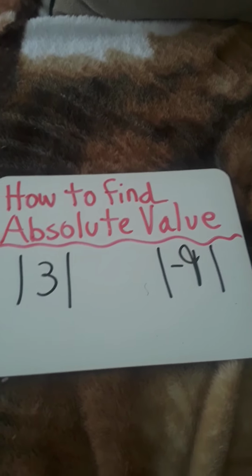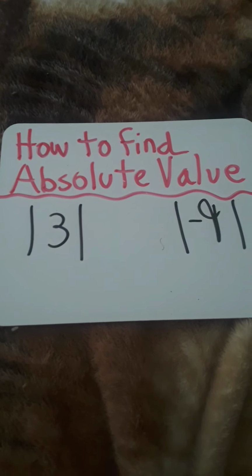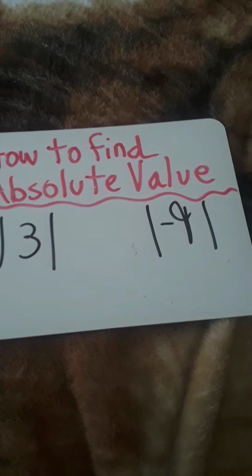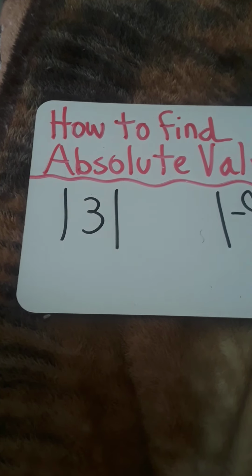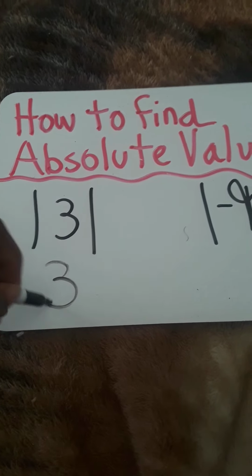So, for example, we're looking at two numbers with the absolute value symbol on them. So, in the directions, it would say, what's the absolute value of 3? Remember, it's the distance away from 0. So, it's going to be a positive 3.